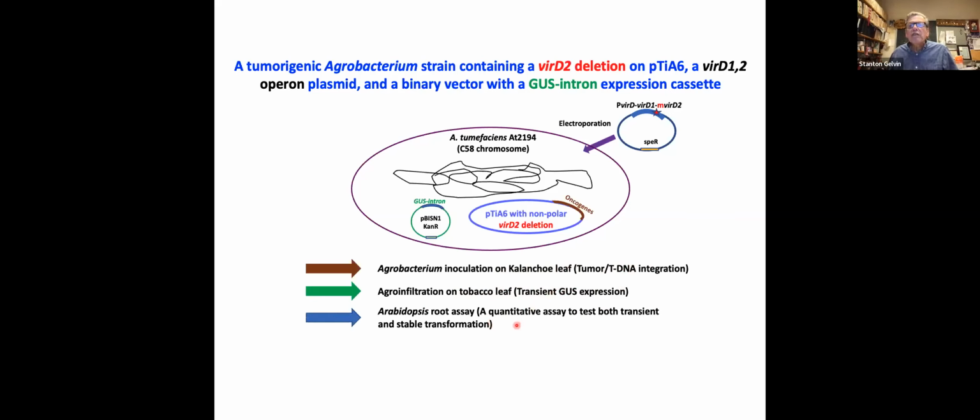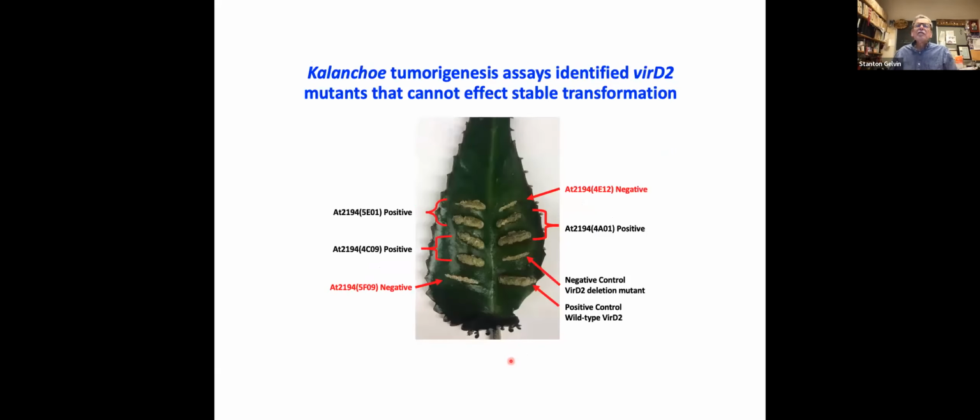Then we used a more quantitative Arabidopsis assay to actually quantify what we were doing. What we're looking for is VirD2 mutant strains that have no stable transformation but retain good transient transformation efficiency. So this is the assay I was telling you about. There's this plant, sometimes called mother of thousands, Kalanchoe daigremontiana. The leaf is, I don't know, 10, 15 centimeters long, and you can make lots of different wounds in the leaf. In each one of these wounds, you put a different strain of Agrobacterium in, wait for a few weeks, and see if you get tumors.